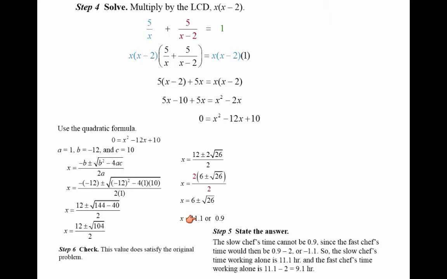Now I can use my calculator to evaluate. I get x equal to 11.1 or 0.9. Now I have to see which one of these answers makes sense. The slow chef's time cannot be 0.9 because the faster chef's time would be negative. If I substitute that and subtract 2 from it, I get a negative. That doesn't make sense. So the slow chef's time working alone must be 11.1. If I subtract 2 from that, that would be the time for the faster chef.